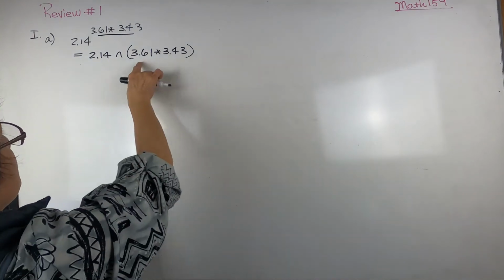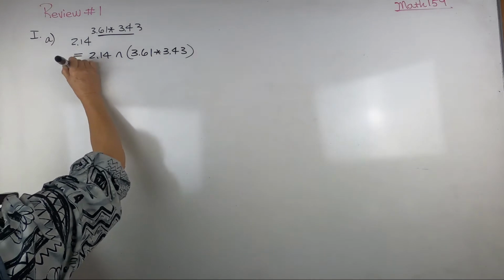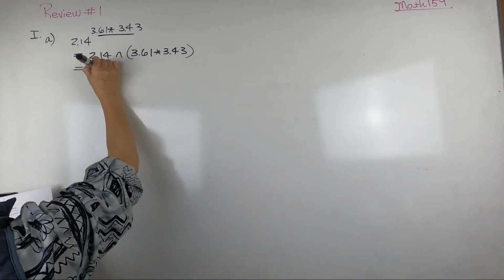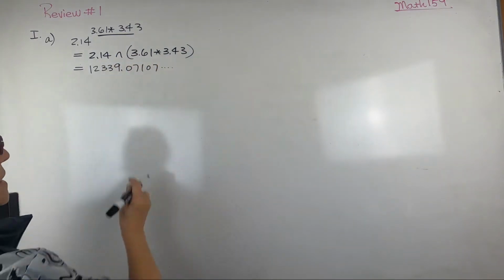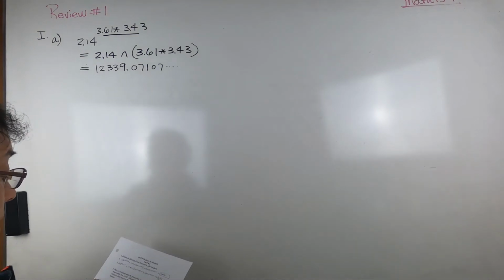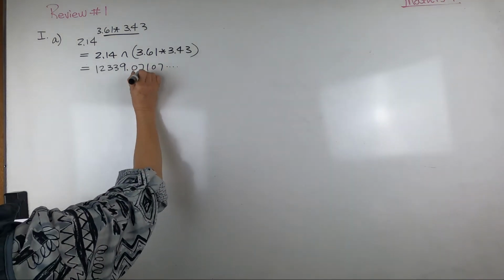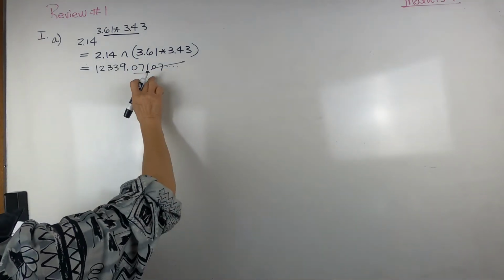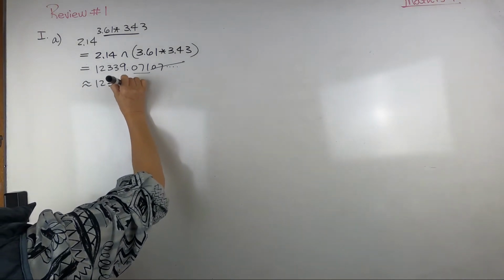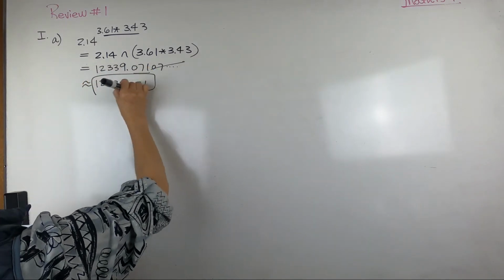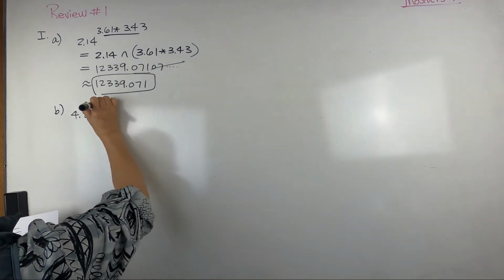So you will enter it into the calculator this way, then you will get this number, 12339.07107, right? Then it says to round to 3 decimal places. So for 3 decimals, the remaining digit you don't want is below 5, so you drop it. So your answer should be this one, right? That's how you enter it into your calculator.